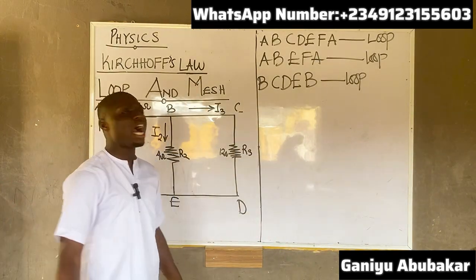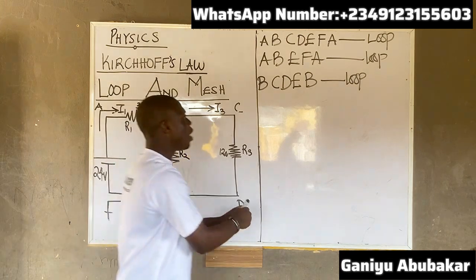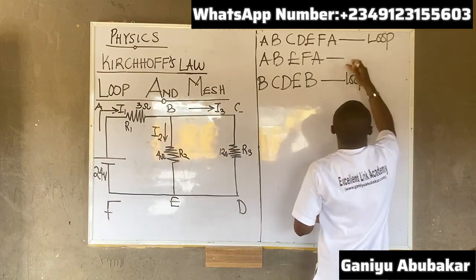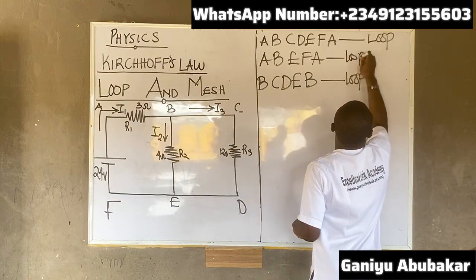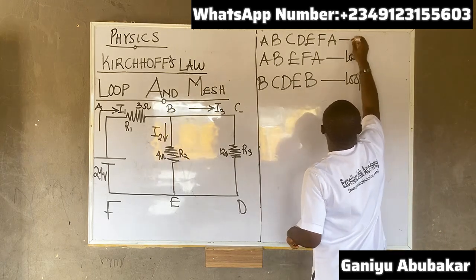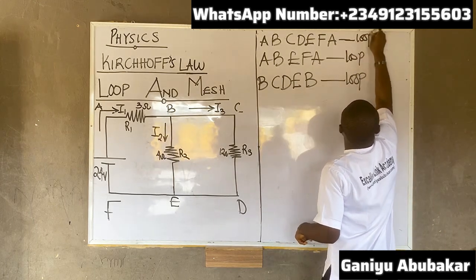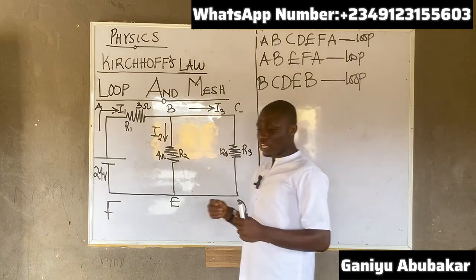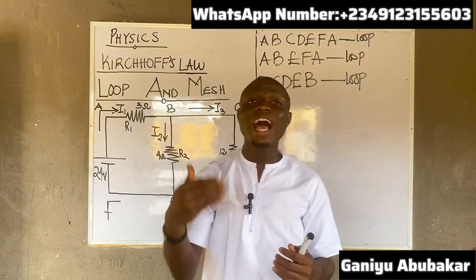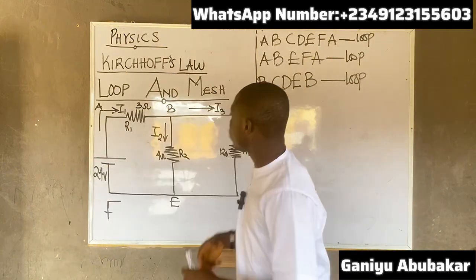Let's look at merges. How many merges are here? What's a merge? We said a merge is simply a closed path that has no other loop in it.